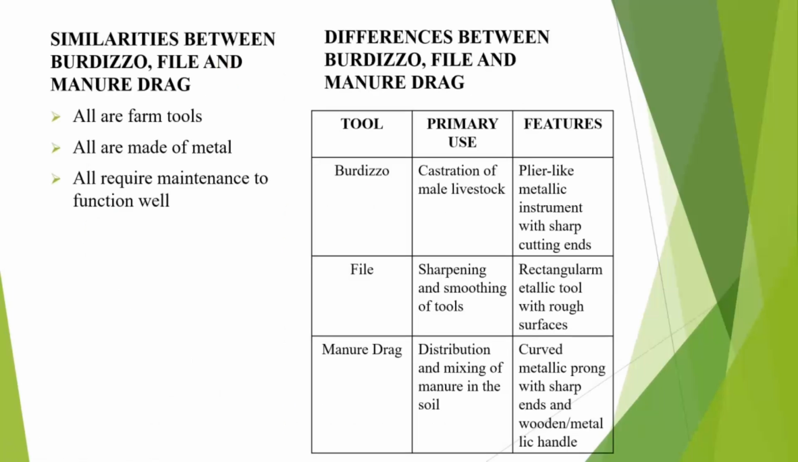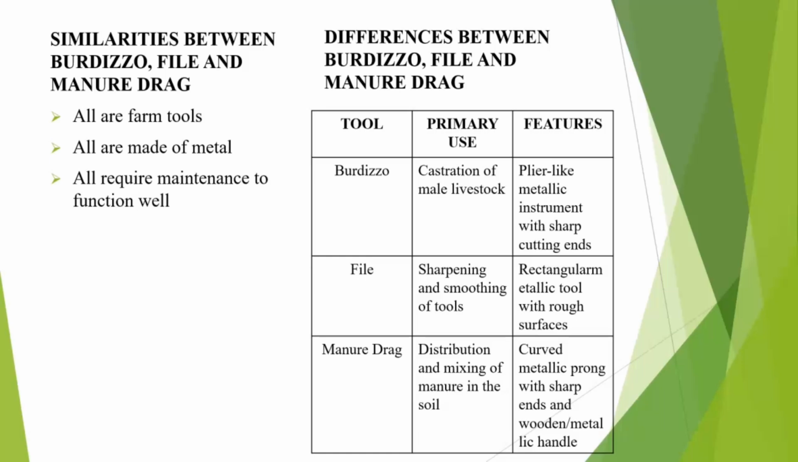Moving on, they will definitely ask you to tell them the similarities between specimen A and B, specimen B and C, or specimen A and C. So now these are general similarities between A, B, and C. Number one, they are all farm tools. Number two, they have metallic parts or they are all made of metal. And lastly, they require maintenance to function well. Also, you could add that they are used on the farm for various farming purposes.